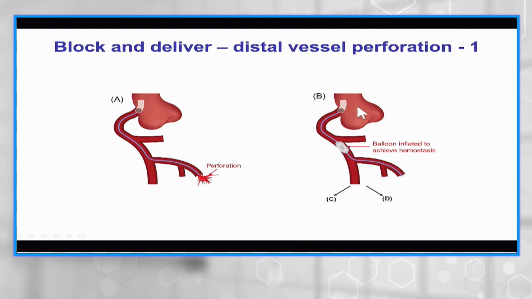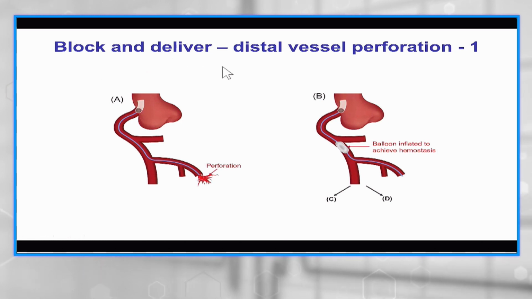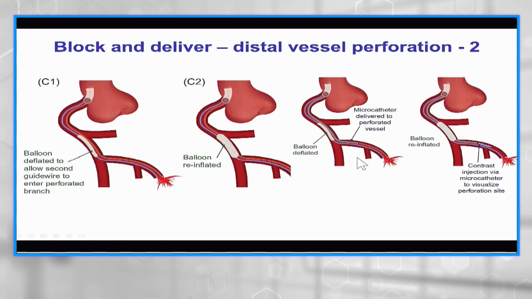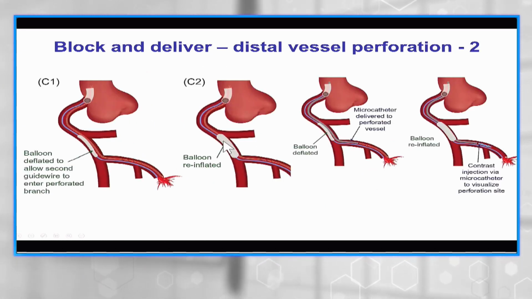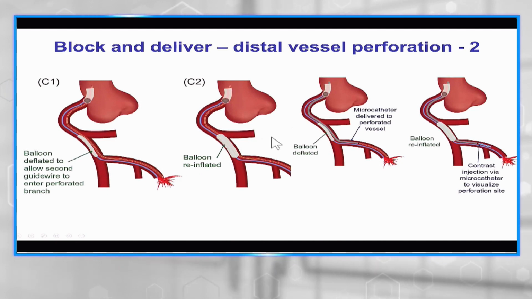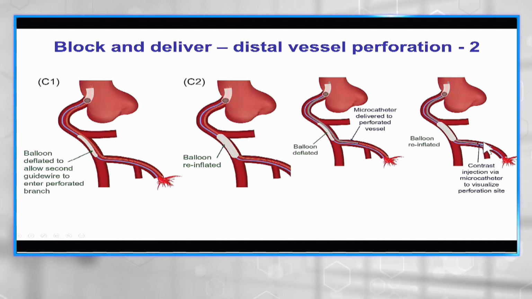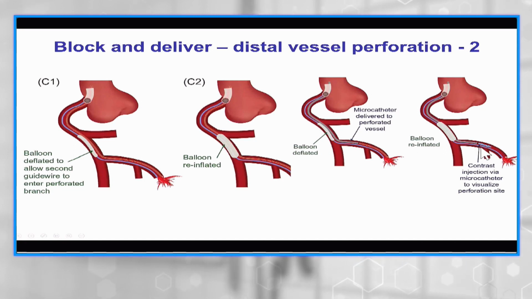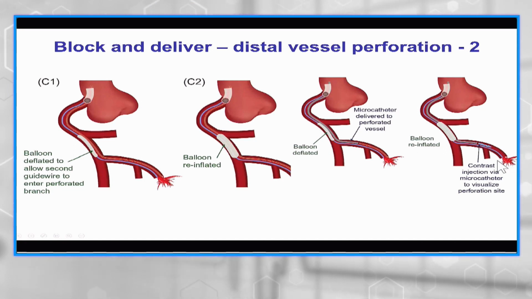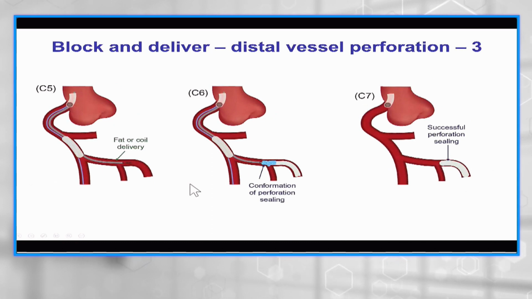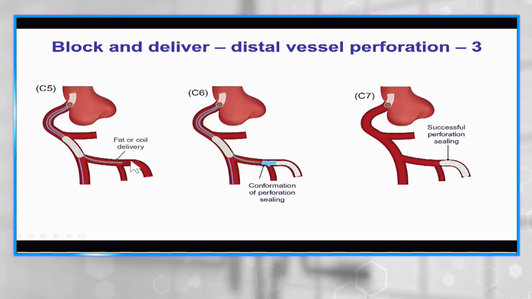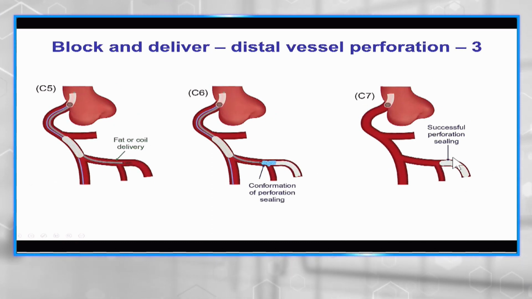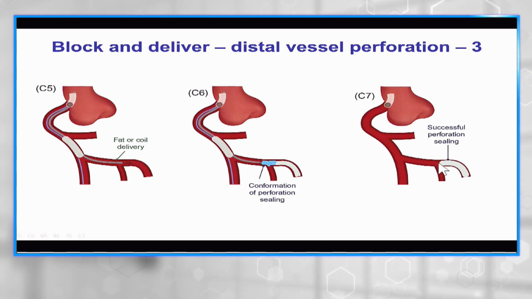How can you do this? We typically use the so-called block and deliver technique. We put a balloon up, then similar to the large vessel perforation, deflate the balloon, get a second wire down, then get a microcatheter. And then the microcatheter is used both to inject contrast to see if we have achieved sealing, but also to deliver either fat or coils to the site of perforation and then achieve sealing of the perforation.